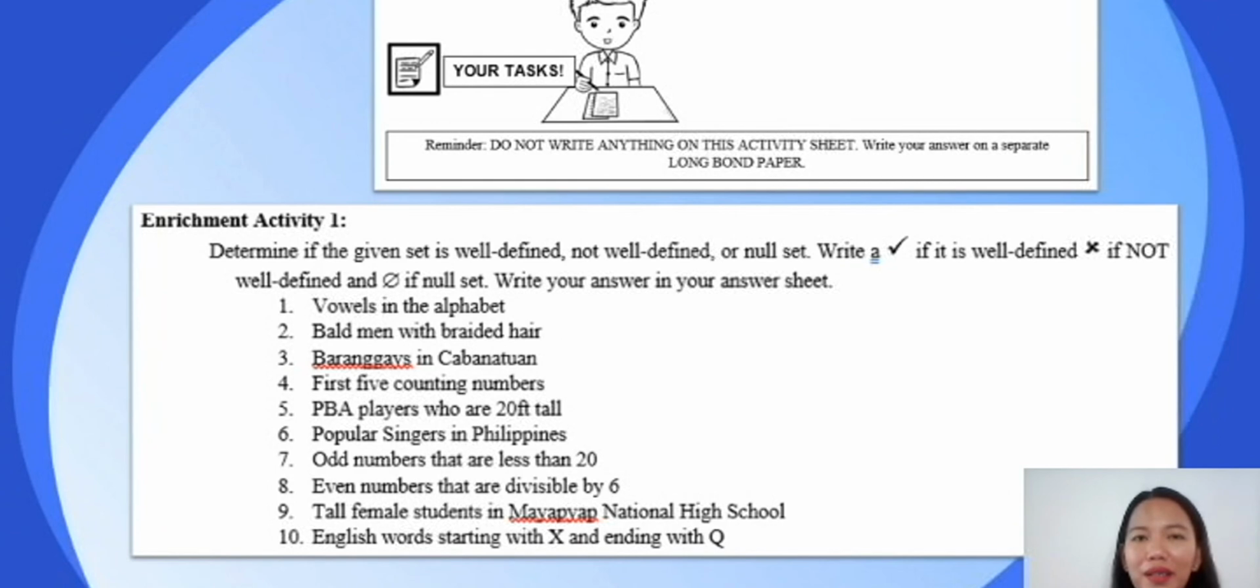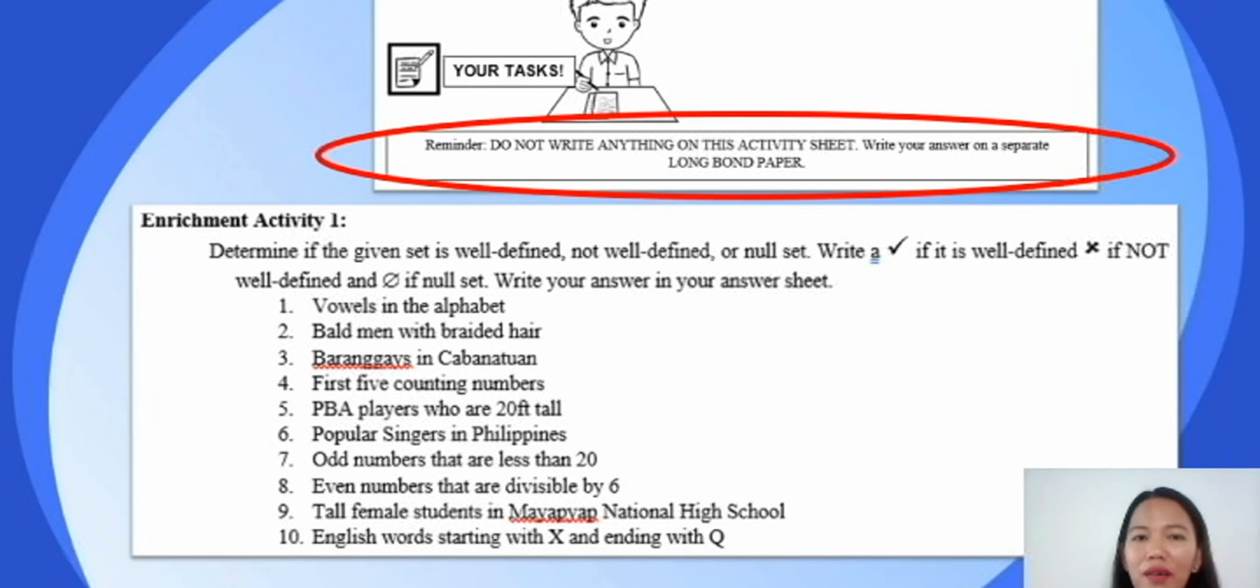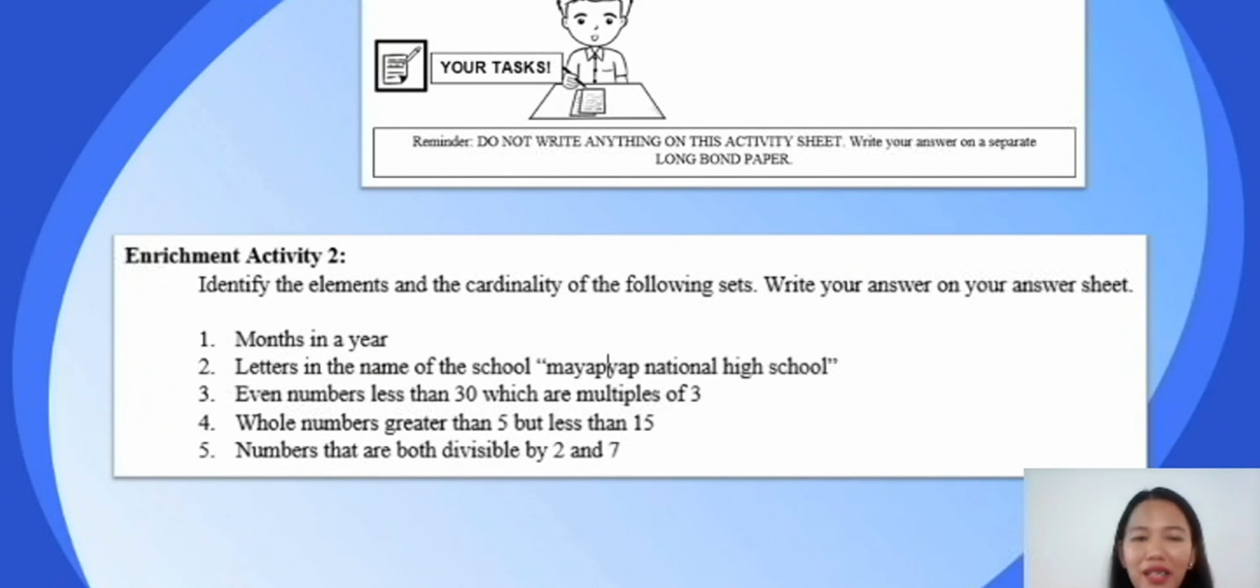Now, look at your learning activity sheets. There are enrichment activities there for you to practice what you have learned in this lesson. Reminder, do not write anything on your activity sheet. Write your answer on a separate long band paper. For enrichment activity 1, determine if the given is well-defined, not well-defined, or null set. Write a check if it is well-defined, cross if not, and the symbol for empty set if it is a null set.